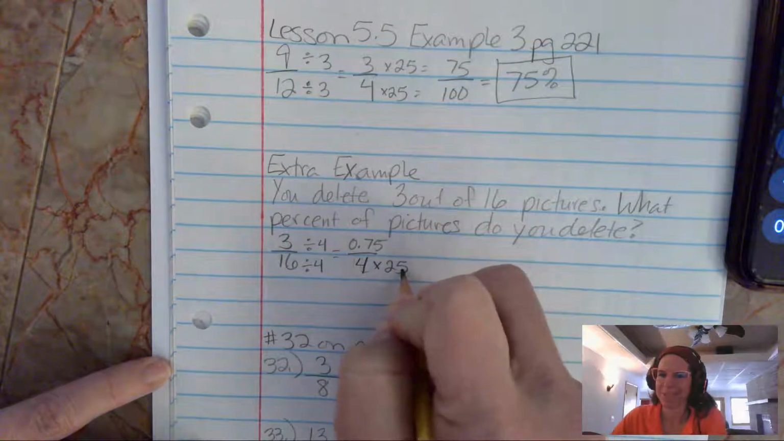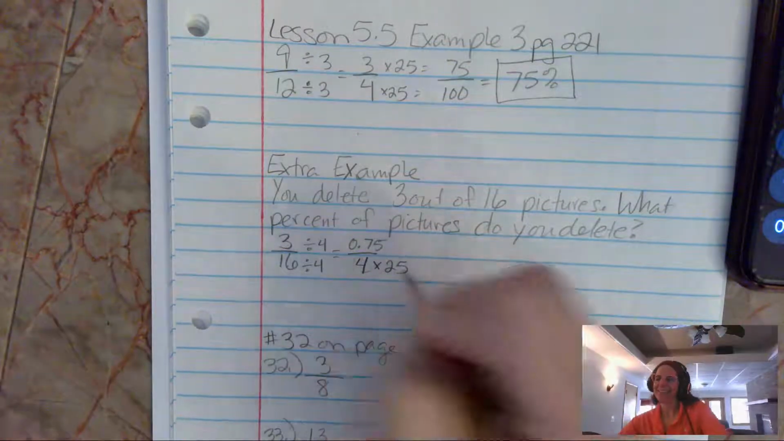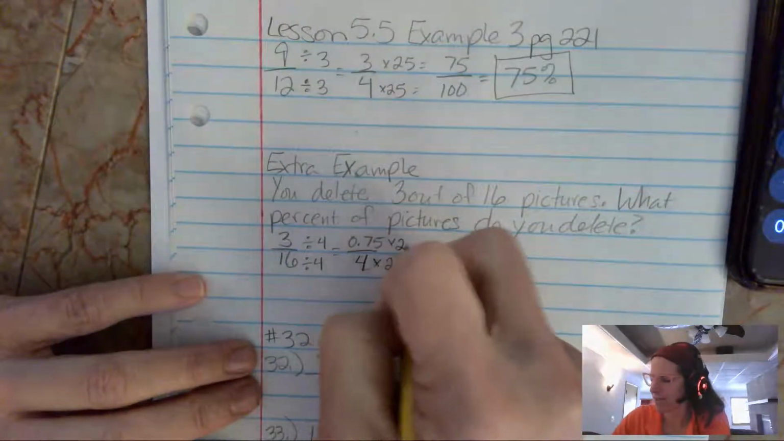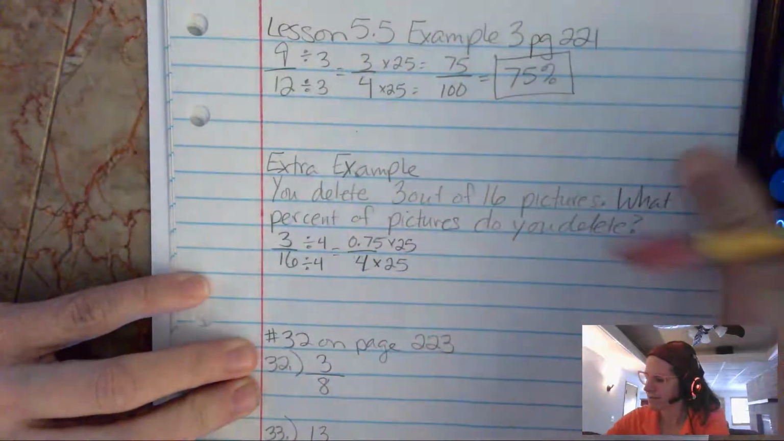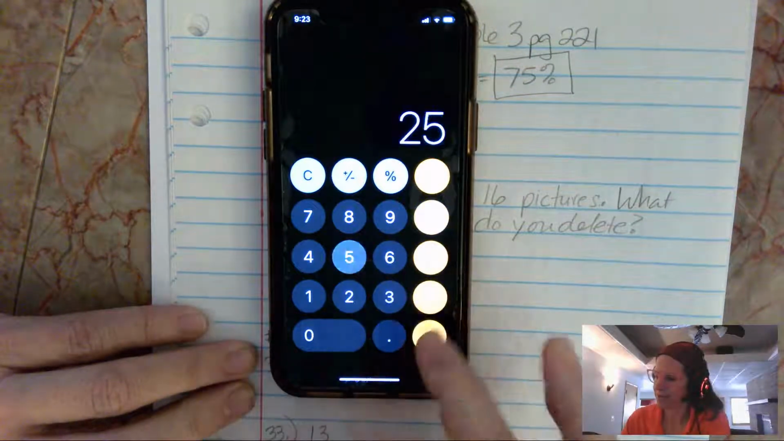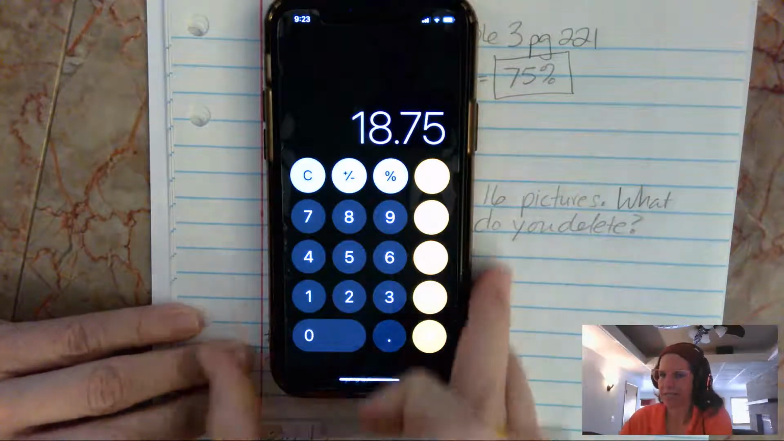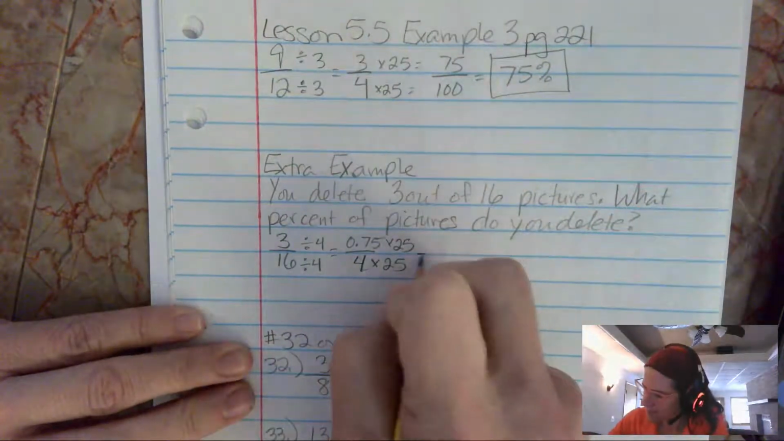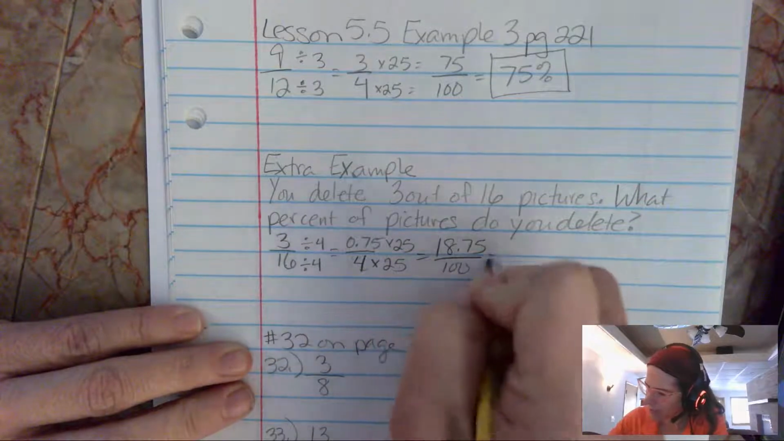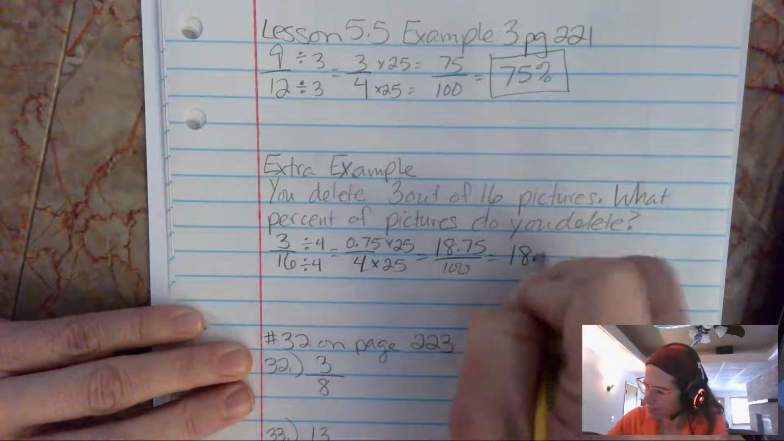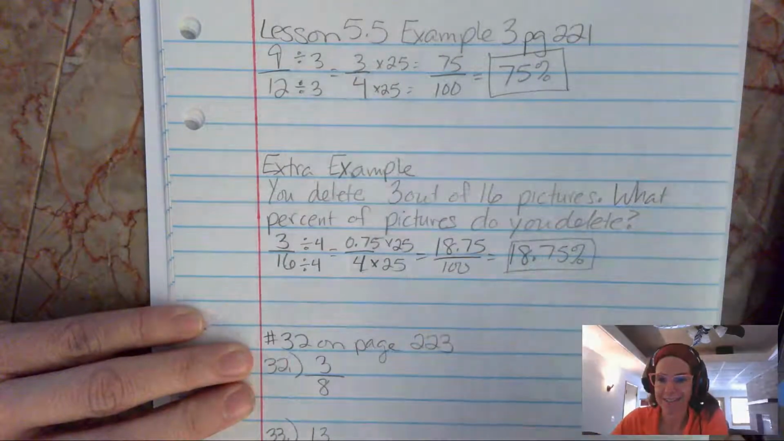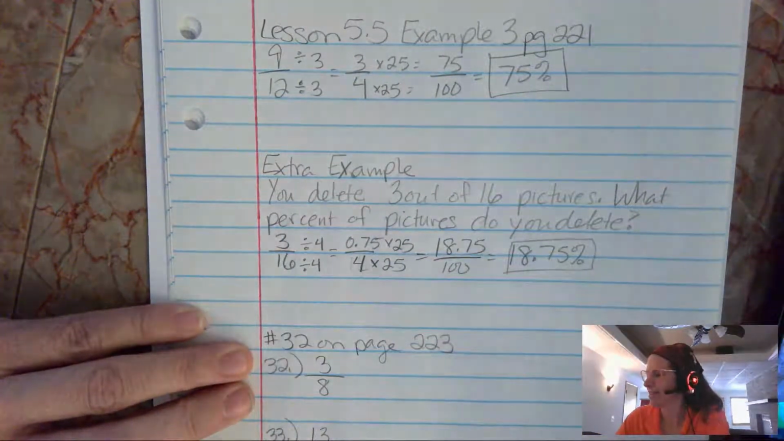If I multiply my denominator by 25, I multiply my numerator by 25. Okay. 0.75 times 25 equals 18.75 over 100. So that is 18.75%. And that is our answer. That is our percent.